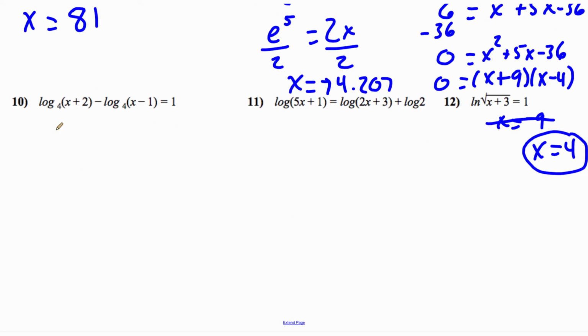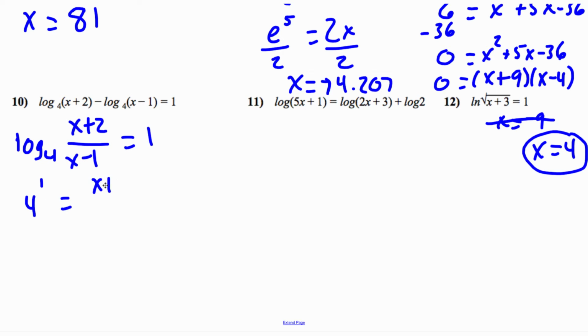Taking a look at number 10, we're also going to have to do some condensing on this one. Since we've got subtraction happening with these logarithms, we're going to turn that into a division problem. So we've got log base 4 of this x plus 2 is going to go on top, and x minus 1 is going to go on bottom, and this equals 1. Now we're going to rewrite this in exponential form. So this base of 4 becomes the base on our exponential, this 1 becomes the power, and it equals this fraction x plus 2 over x minus 1. 4 to the first power is just 4, so I'm going to get rid of that first power because we don't really need it there.